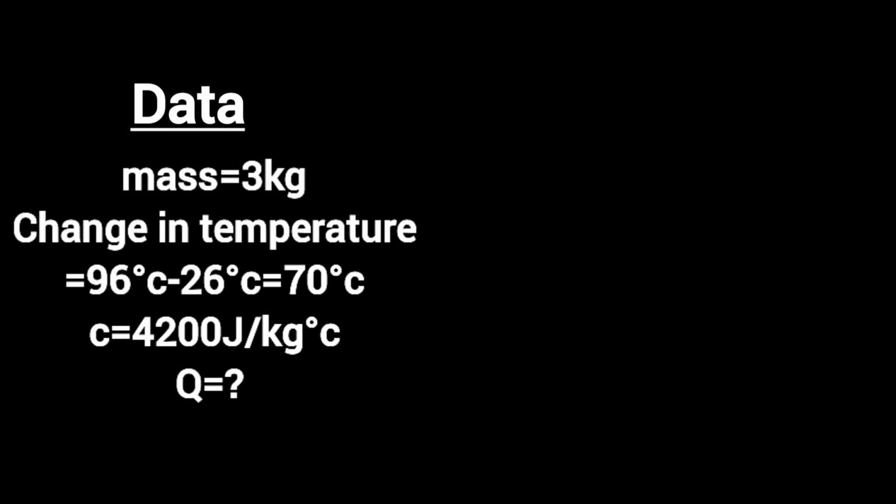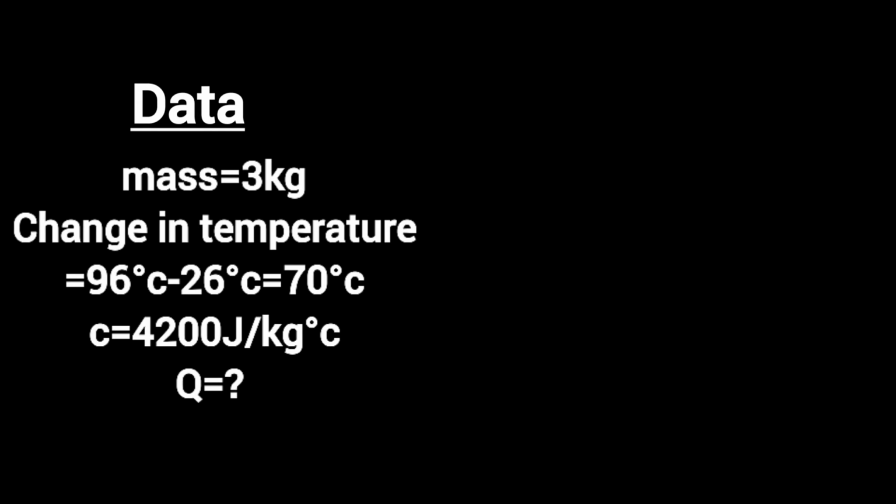Now, the first thing we need to do is collect our data and see what we have. So as you can see, we have the mass, which is 3 kilograms, the change in temperature, which is 96 degrees minus 26 degrees, meaning it is 70 degrees. And the specific heat capacity of water is 4,200 joules per kilogram degrees Celsius.